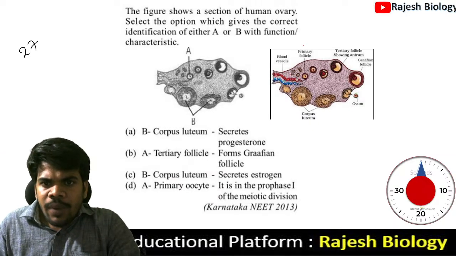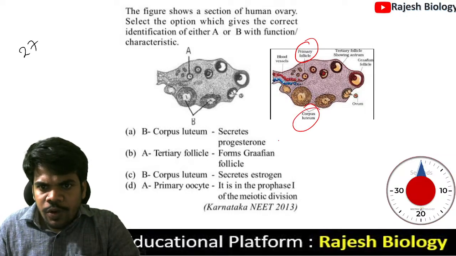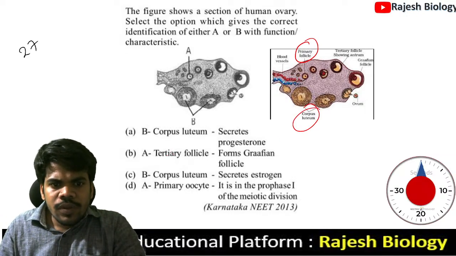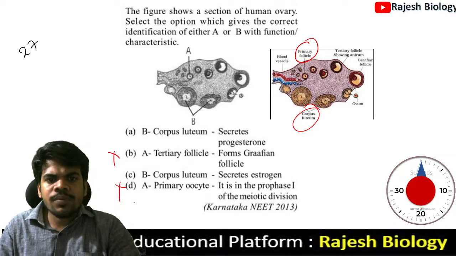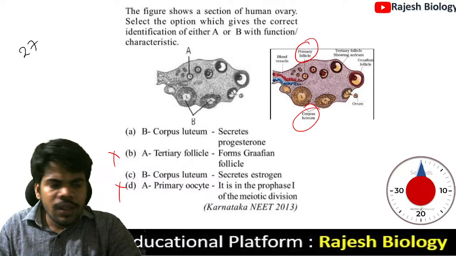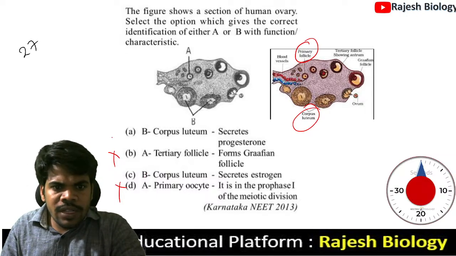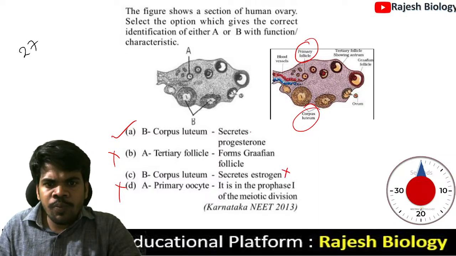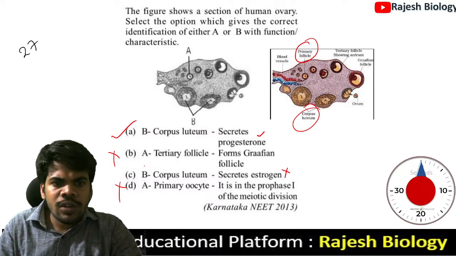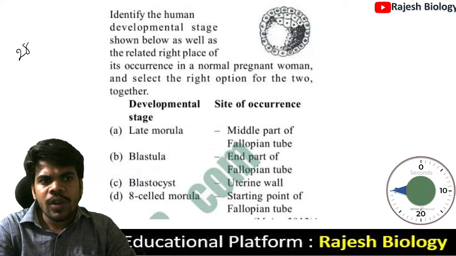So here, primary follicle, it is A. B is the corpus luteum. A is tertiary follicle. It is not primary oocyte. Primary follicle that is. So 27th, the right answer is B, corpus luteum. It does not secrete estrogen. Corpus luteum releases the progesterone. So the right answer is A. 28th.